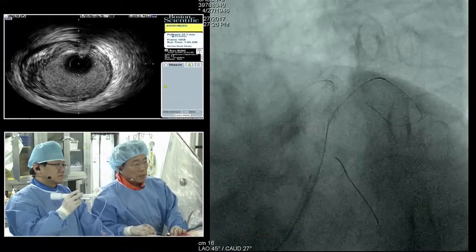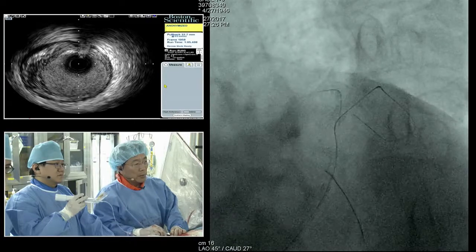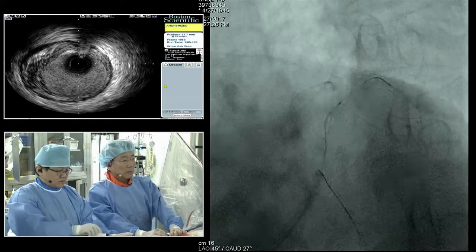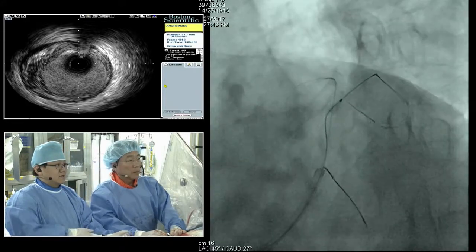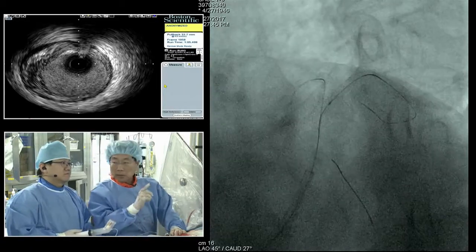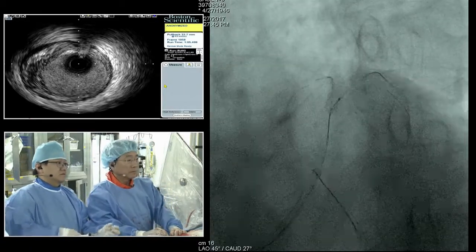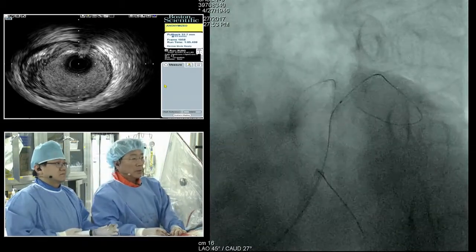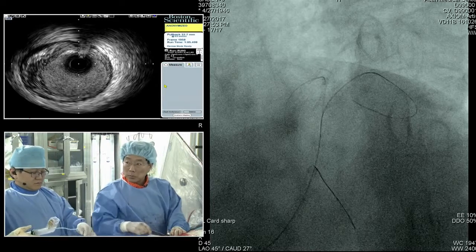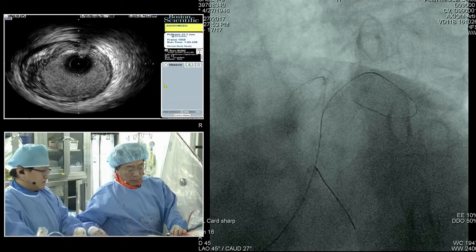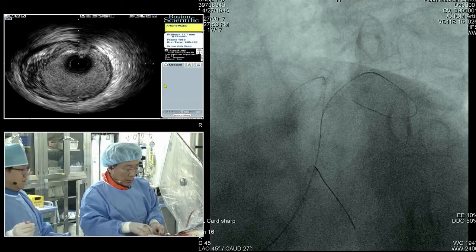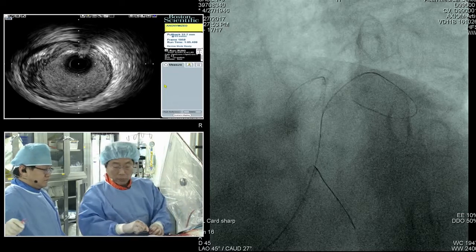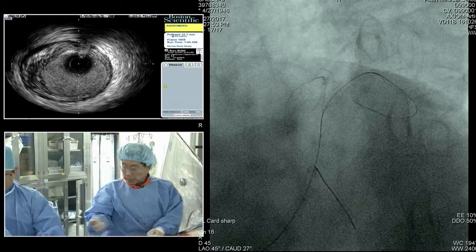In any bifurcation region, operators are familiar with, it's quite easy. Okay, inflate. I agree with this. 16. Okay, inflate. Is it size-wise 1.5? Yes. Okay, one more. 16. Okay, good enough. So we use the 2.75 non-compliant balloon for side branches, and for the LAD, we have already used the 3.5 non-compliant. So we're going to use the used one, right, to save the money. 2.75.